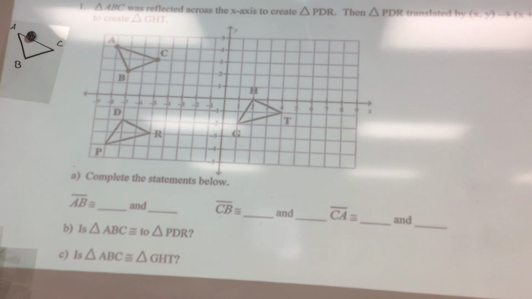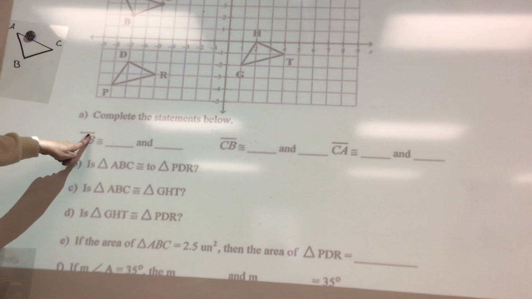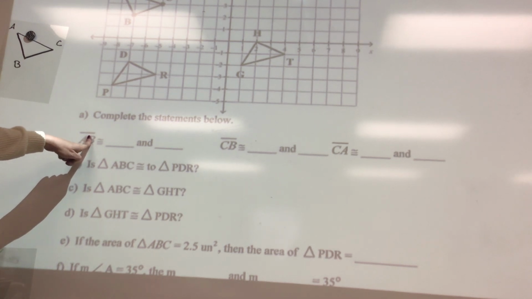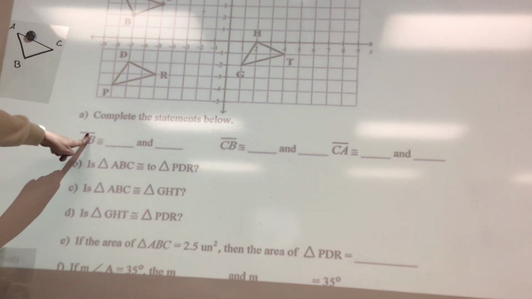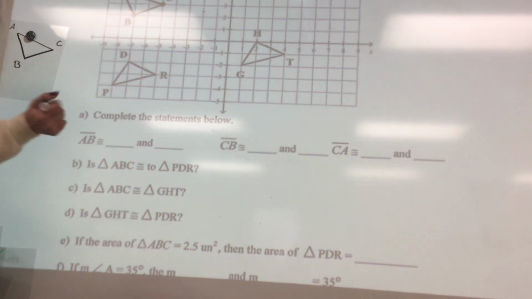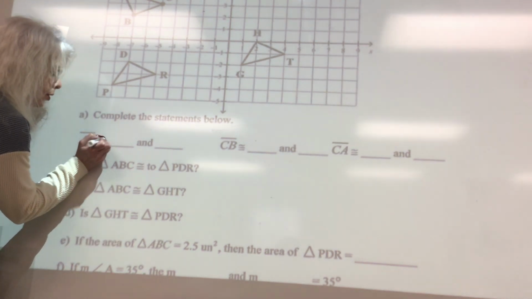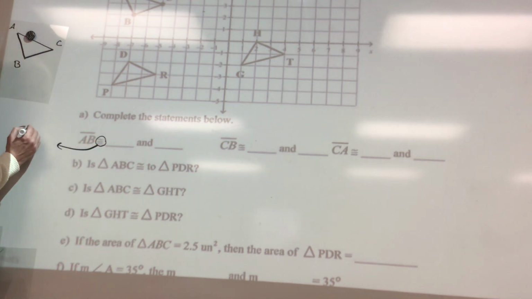Part A, complete the statements below. Do you see this little line above the A and the B? That line literally stands for line. Not really creative. If it looks like a line, that's what it stands for. So this says line or side AB, and then do you see this other symbol? Circle that symbol, and you're going to label it. That symbol means congruent.